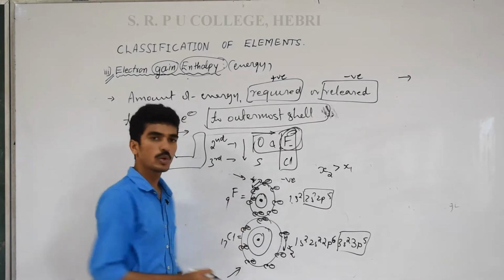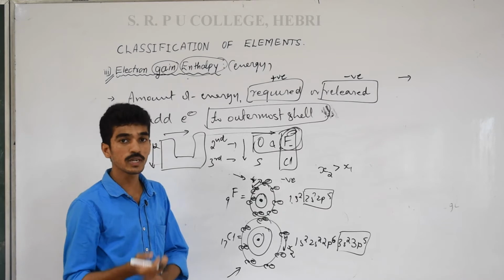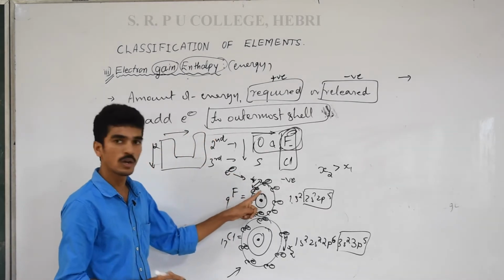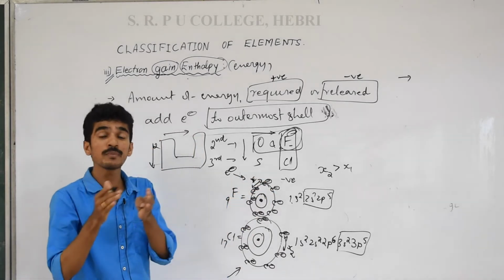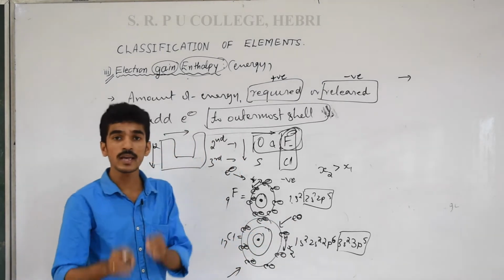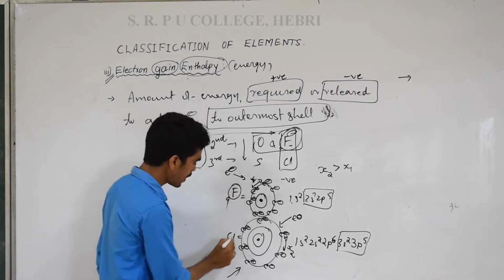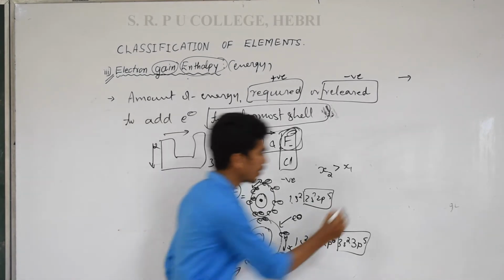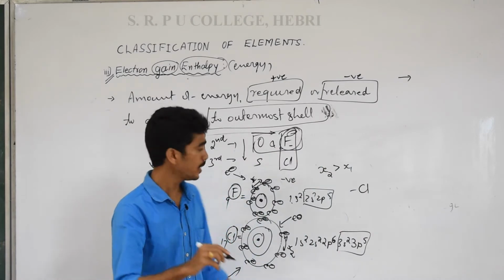You know the basic concept: like charges repel each other, unlike charges attract each other. Here we are going to add 1 electron. Electrons are already there, so there is repulsion between these electrons because the distance is minimal. But here, if you add an electron, there is sufficient space to add it. That's why, comparing fluorine and chlorine, chlorine has more electron gain enthalpy than fluorine.